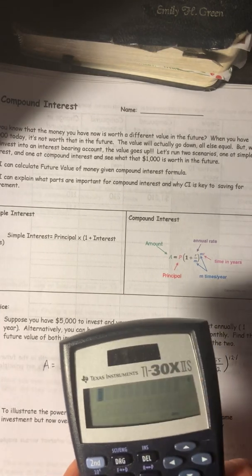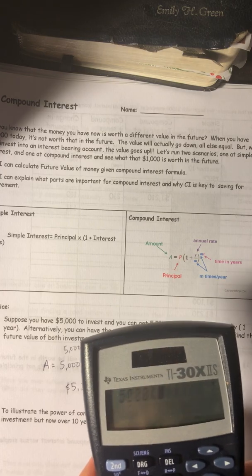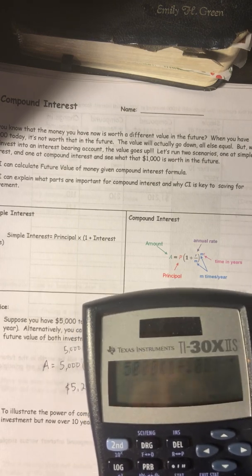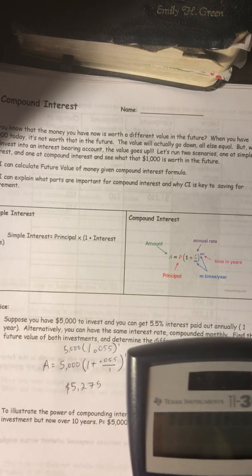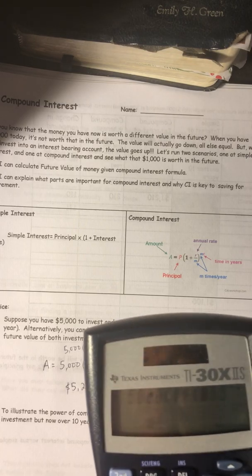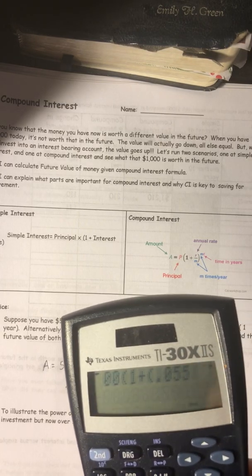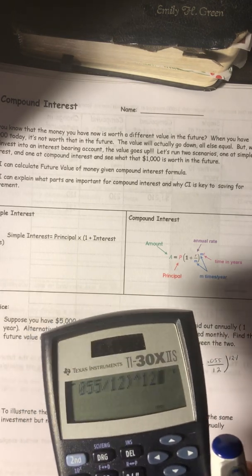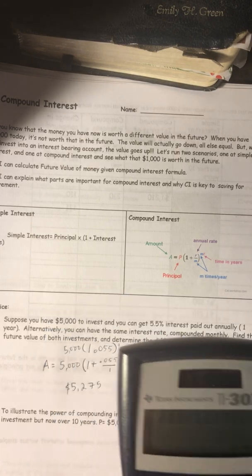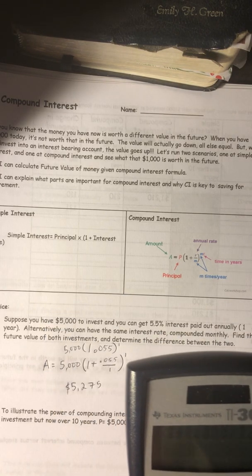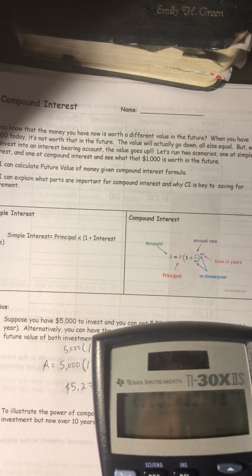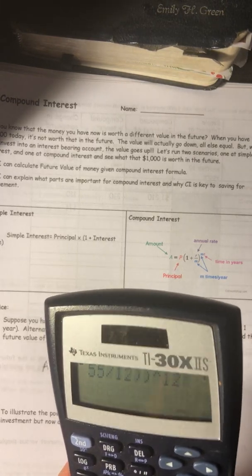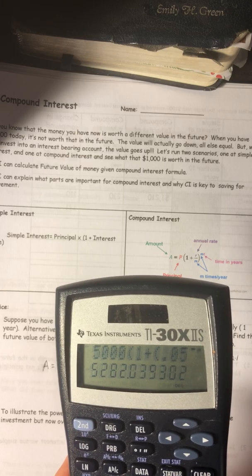Okay, over here, we're going to do 5,000 times 1 plus 0.055. I'm going to put this in parentheses, divided by 12 times a year, to the 12 times 1, which is 12. And I need to put that parenthesis there to the 12th. There we go. So, 5,282.